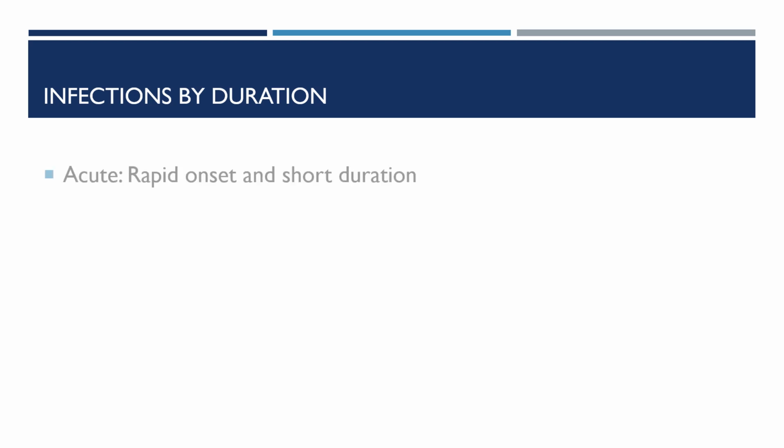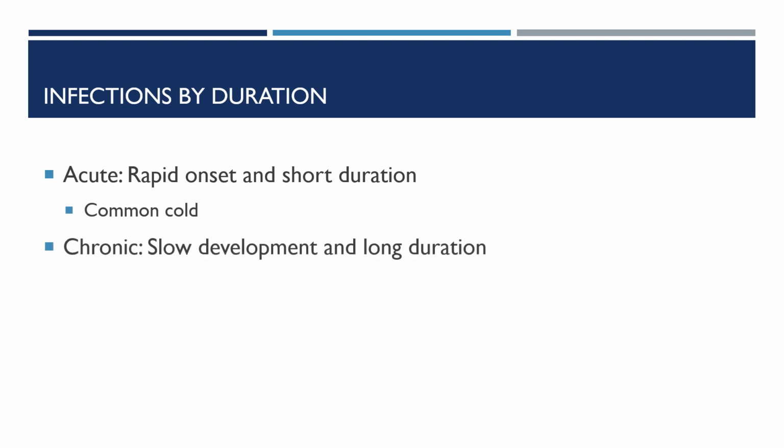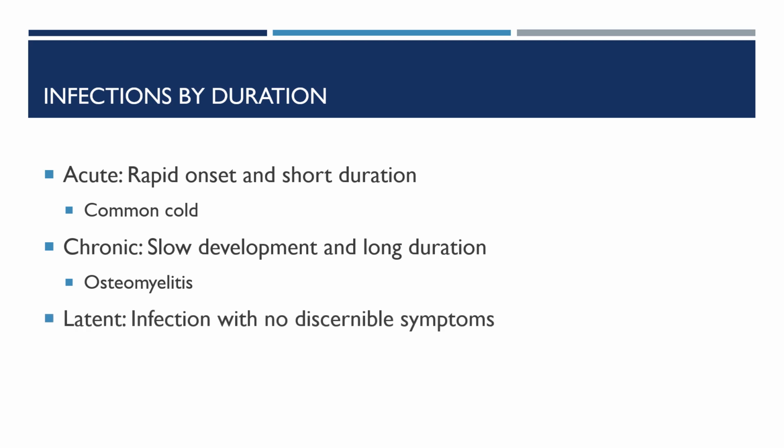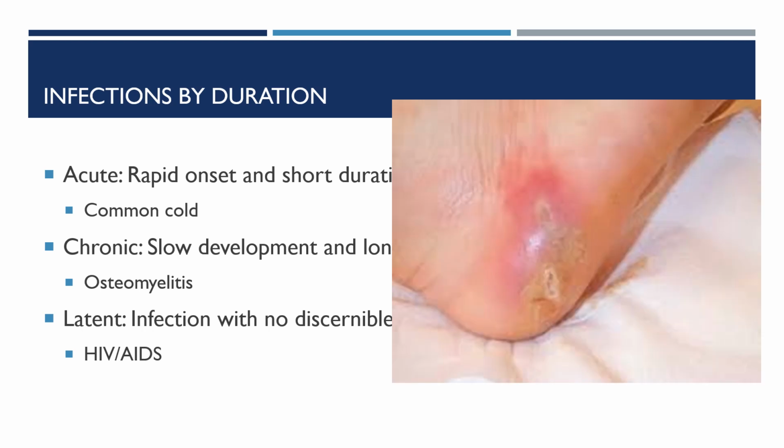So infections by duration. Acute is a rapid onset and a short duration, such as a common cold. Chronic is slow development and long duration, such as osteomyelitis, which is a bone infection. Latent infection has no discernible symptoms, such as HIV or AIDS.